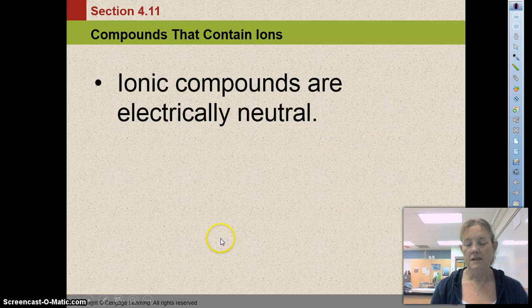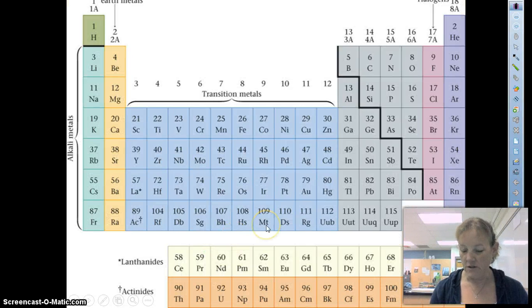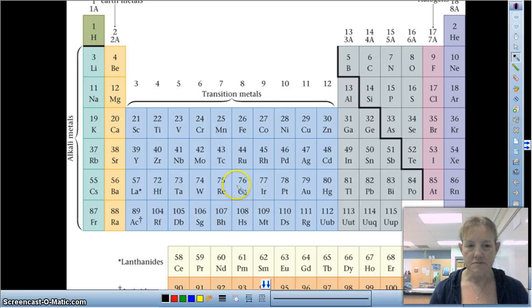All right. The big thing about ionic compounds is that when you have elements that react together to form an ionic compound, they become electrically neutral. What does it mean to be neutral? Neutral means to have no charge whatsoever. So they lose or gain electrons in a manner so that the compound becomes neutral. The charges on the anions and the cations must sum to zero.